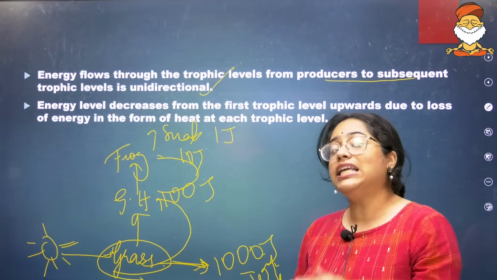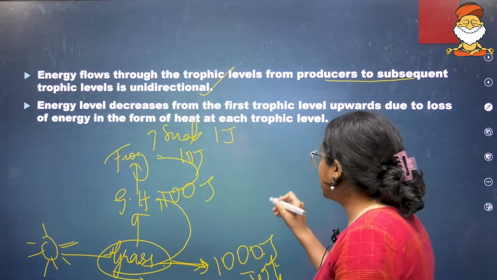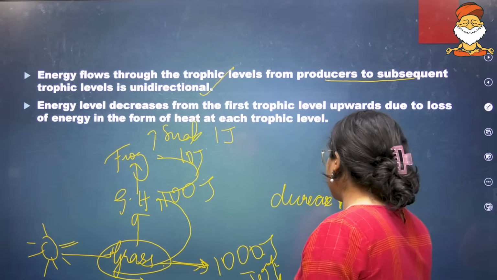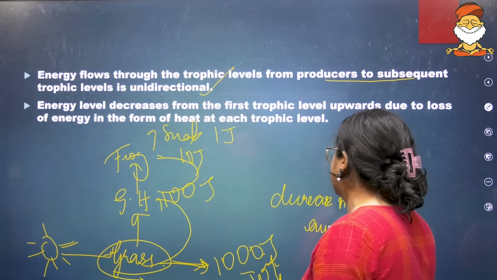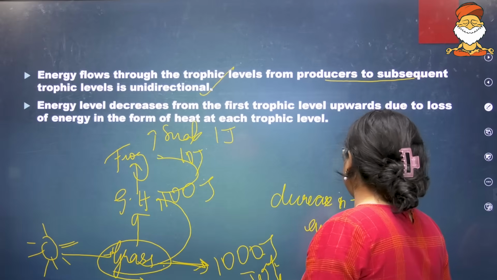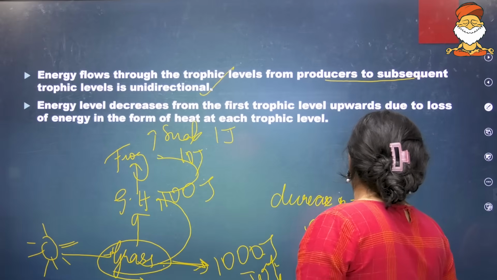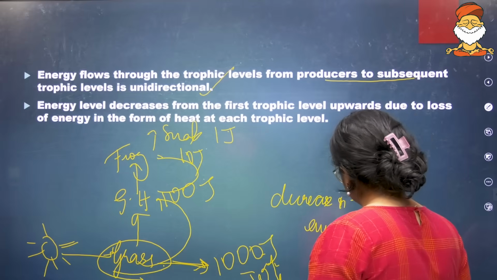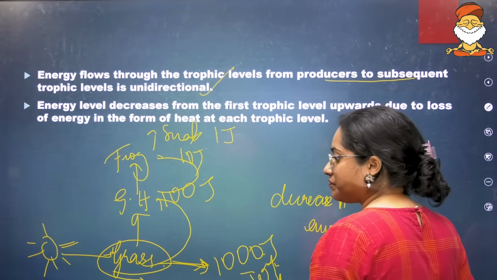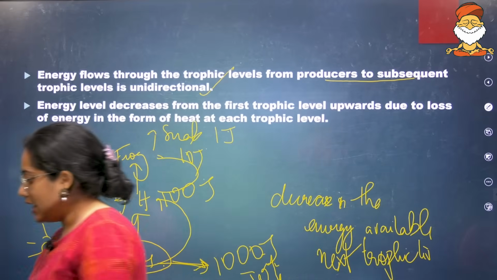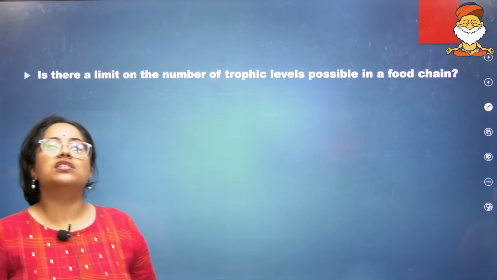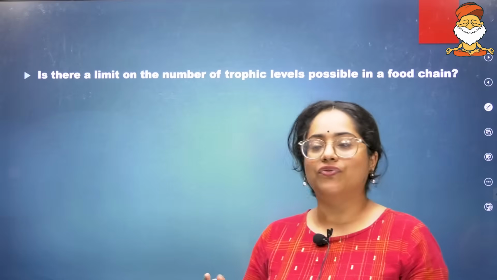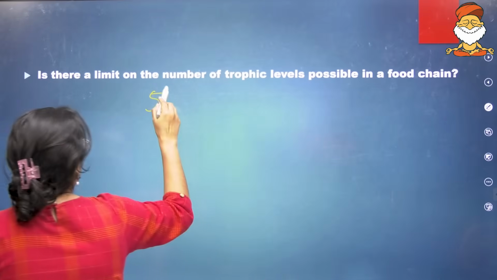That means at each trophic level there is a decrease in the energy available for the next trophic level. So let me ask you, in this way, what is the higher limit of the levels in a food chain? You can have only 5.